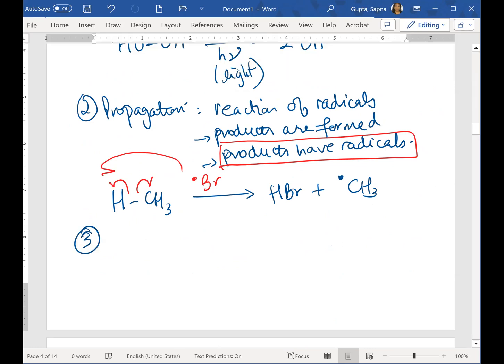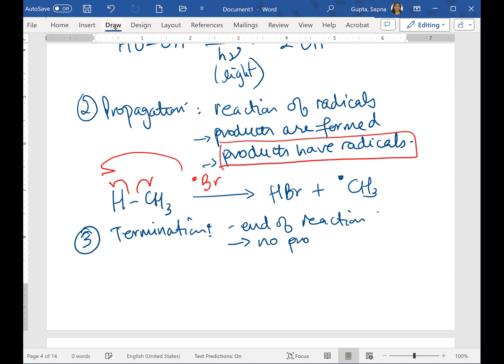So I said there were 3 steps. The third step is termination. So we have initiation, propagation, termination. If you don't have three steps, you don't have a mechanism. So this mechanism is a little bit more involved. You can see this, but it's very simple. Don't make it more complicated. So what is termination? Termination is, of course, the end of the reaction. That's it. We're done with it. So now in this case, the main thing is no radicals in the product.